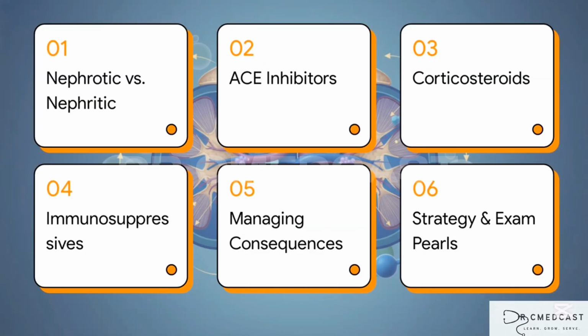So here's our game plan for this explainer. We'll start by really nailing down the difference between nephrotic and nephritic syndromes. Then, we'll walk through the pharmacology of our main players, ACE inhibitors, corticosteroids, and other big gun immunosuppressants. Finally, we'll pull it all together into a solid management strategy and highlight the most important exam pearls you need to remember.